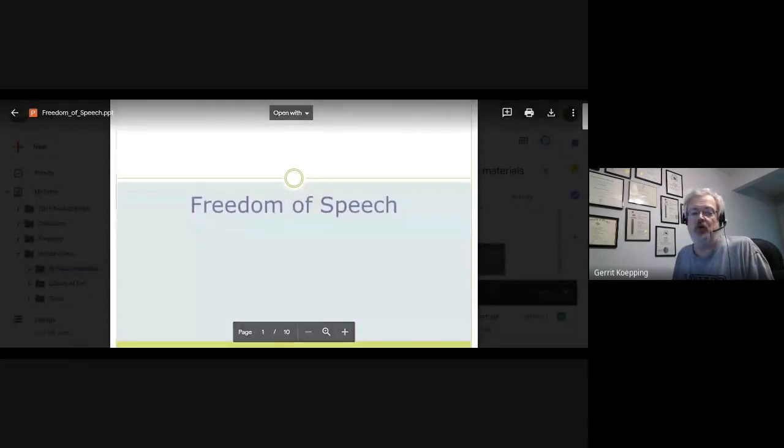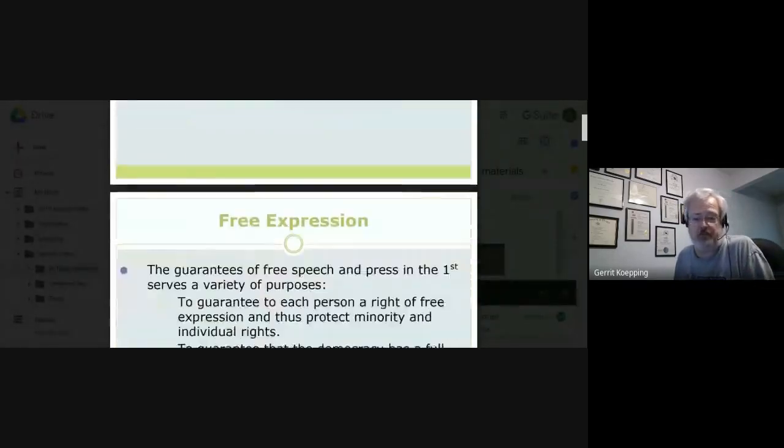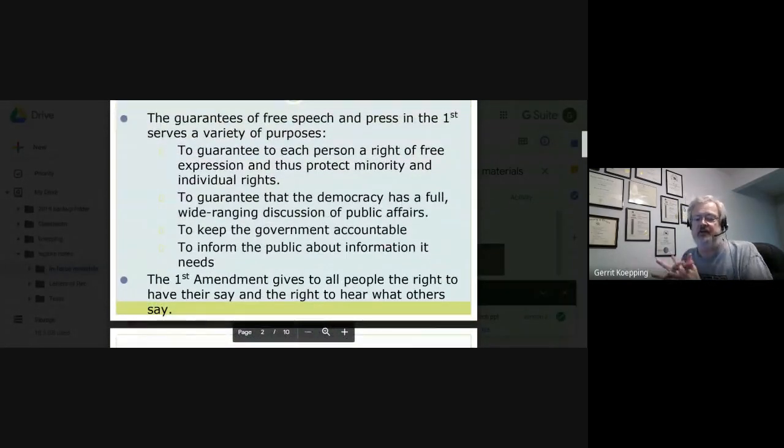Okay, so again, freedom of speech. This is our topic today. Now, there's a variety of reasons why we have free speech protections. Free speech and democracy, they do tend to go together like peanut butter and jelly. You very rarely see a burgeoning democracy without free speech, and you very rarely see free speech without democracy. They tend to go very well together. There's a number of reasons for that.